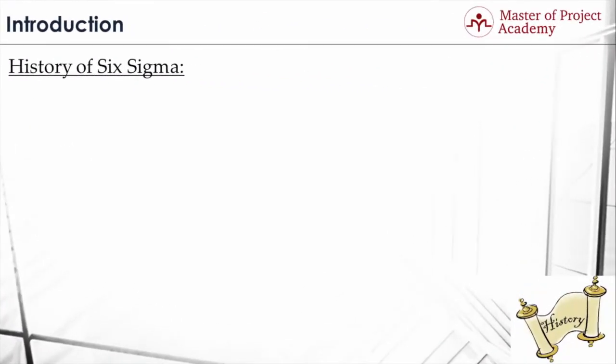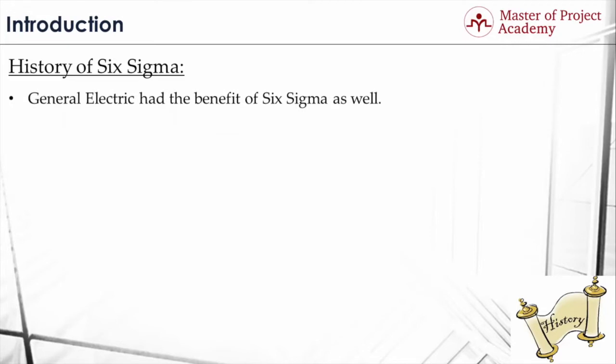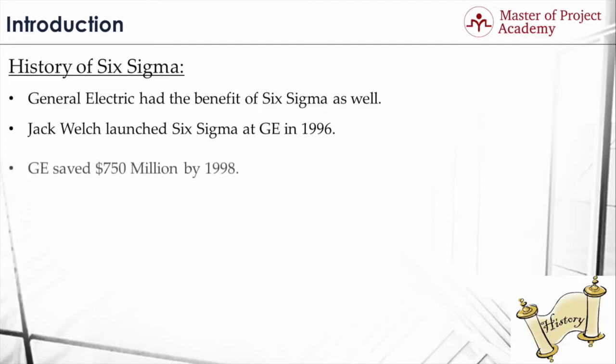Another company that had great benefit from Six Sigma is General Electric, and the Six Sigma initiative of GE was led by the famous Jack Welch. The history of Six Sigma at GE can be summarized as follows. Jack Welch launched Six Sigma at GE in January 1996. It was at GE that Six Sigma was used to improve the entire business system. GE saved $750 million by the end of 1998.